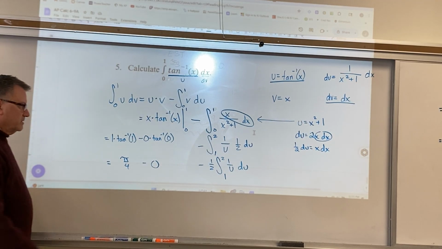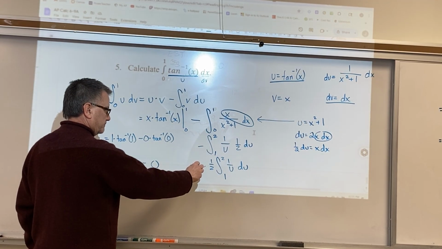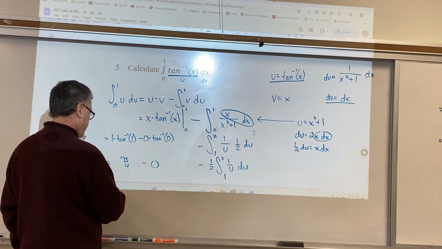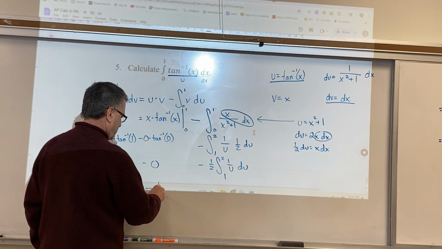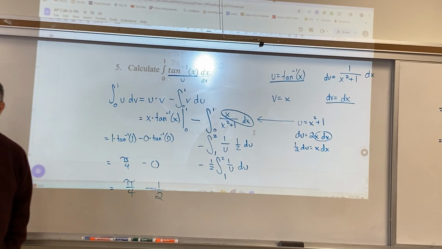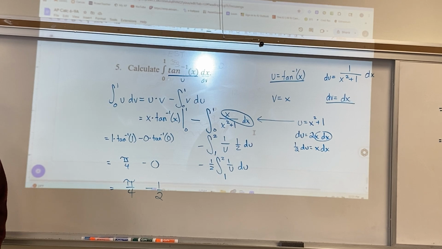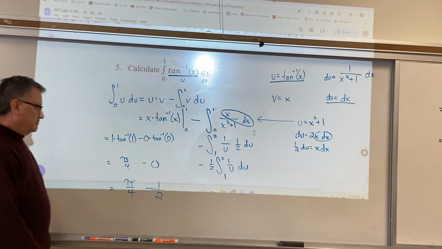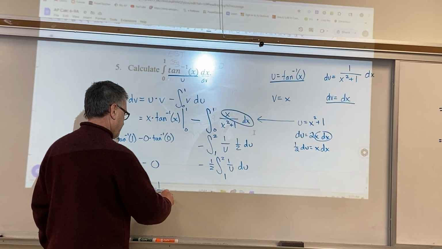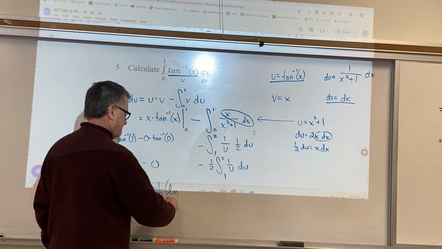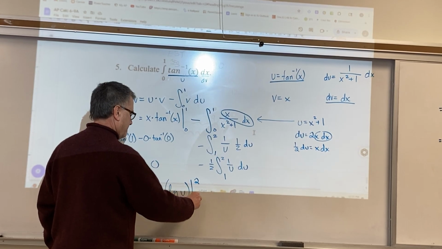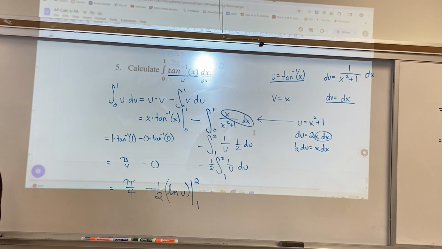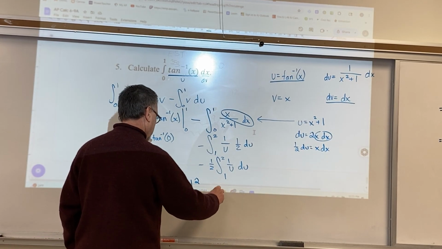Because 0 times anything is 0, then I've got pi over 4, and I don't need that. Then 1/2. What's the integral of 1 over u? Natural log. So that's going to be pi over 4.